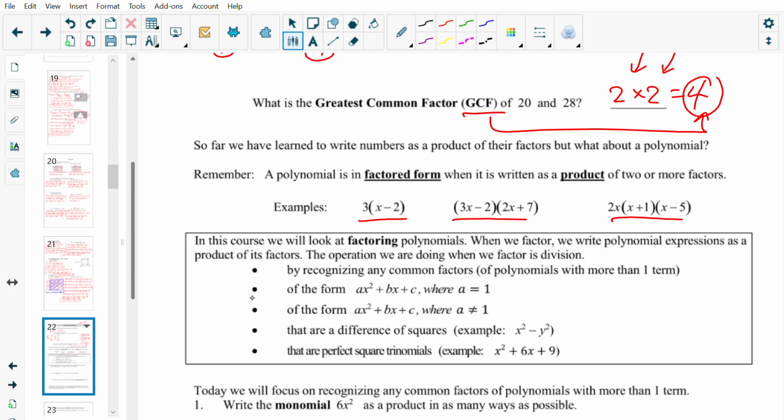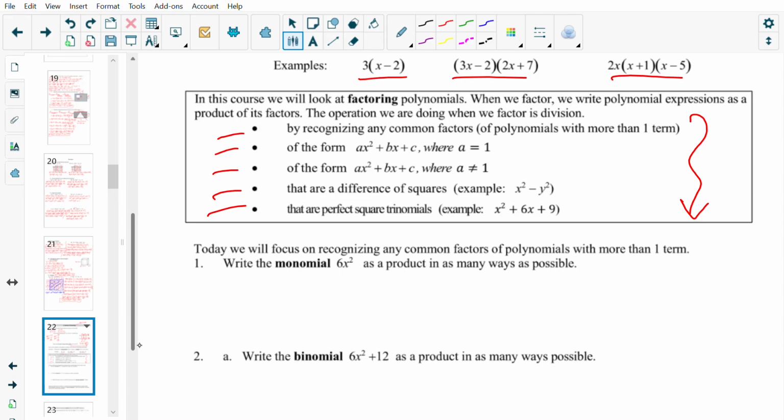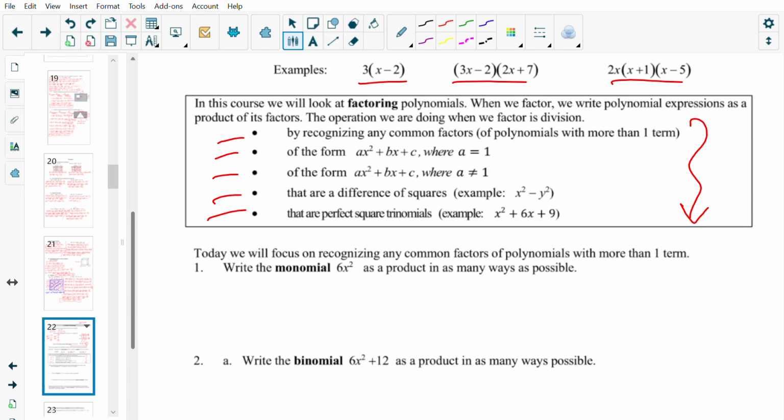So here are the ways. Polynomials of the form ax squared plus bx plus c where a equals 1. Of the form ax squared plus bx plus c where a does not equal 1. Those that are a difference of squares and those that are perfect square trinomials. So this is all a look ahead at what we are doing with factoring. There's quite a bit to do in this unit. Today we'll focus on recognizing any common factors of polynomials. We call it common factoring, or I like to refer to it as GCF factoring, with more than one term.